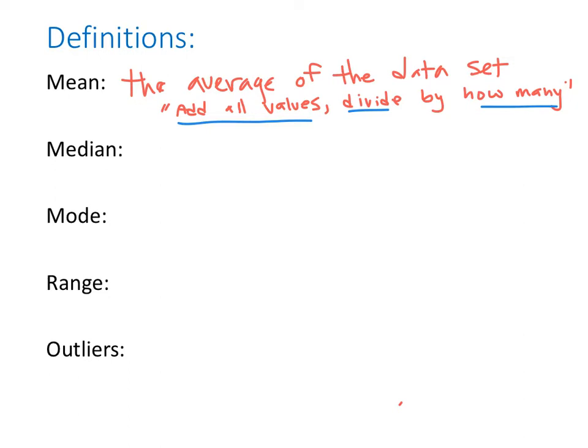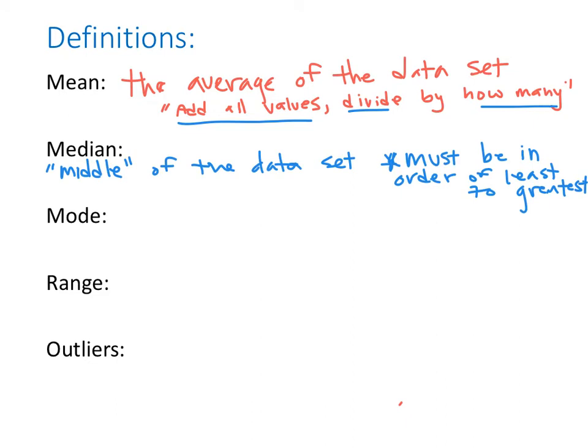Now, the median, on the other hand, is the middle of our data set. But the one thing that we have to make sure that we do is we must have the data in order of least to greatest. Now, in some situations, you might have two medians. We'll look at that in a little bit, but we're going to take the average of the two middles. So if there's two middles, you take those two values together and find the number in between.